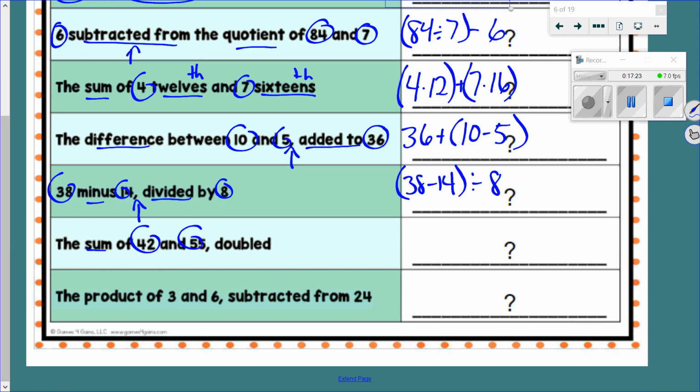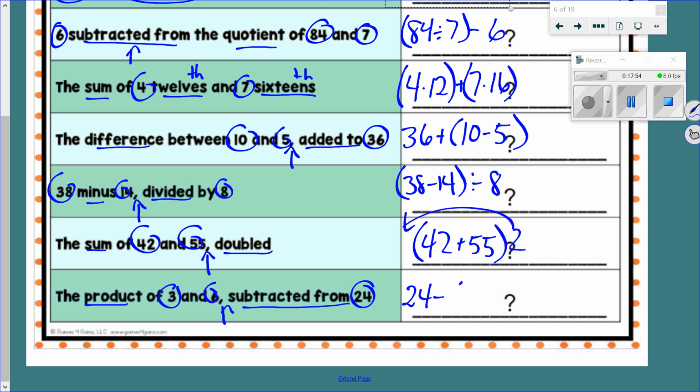Sum of 42 and 55, comma, double. So 42 and 55. This is actually one of those cases. I wouldn't mind if you did the 2 on this side or the other side. Technically, whenever we have those parentheses in a multiplication, we would actually move it. But I'm okay with it being on either side. Given the way it's written, it really should be to the right. Product of 3 and 4, comma, subtracted from, flipping phrase, 24. So this one, 24 minus the product of 3 and 6, means I multiply them.